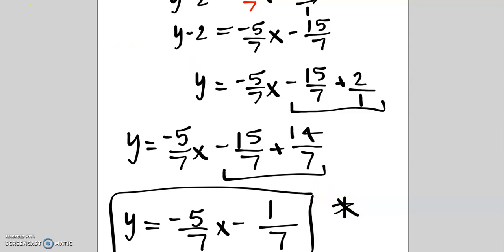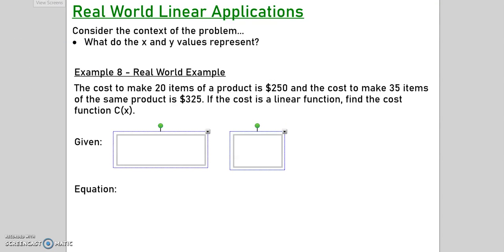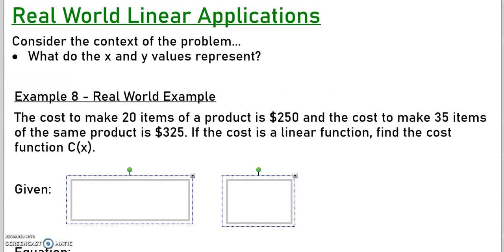Let's talk briefly about word problems and linear applications, linear functions. We are going to do this one together. So we need to remember when we are dealing with a word problem that we want to connect it to our math. We need to remember what the x variables represent and the y variables represent. So let's read through this. The cost to make 20 items of a product is $250, and the cost to make 35 items of the same product is $325. If the cost is a linear function, find the cost function c of x.